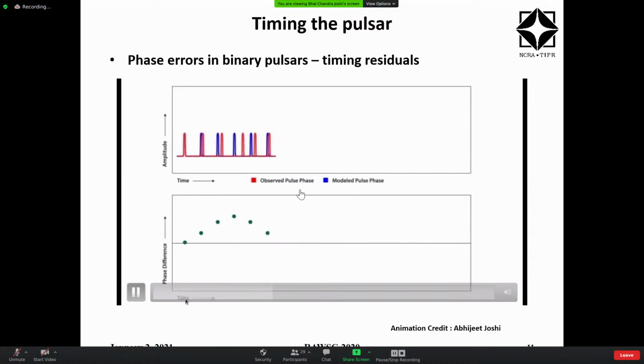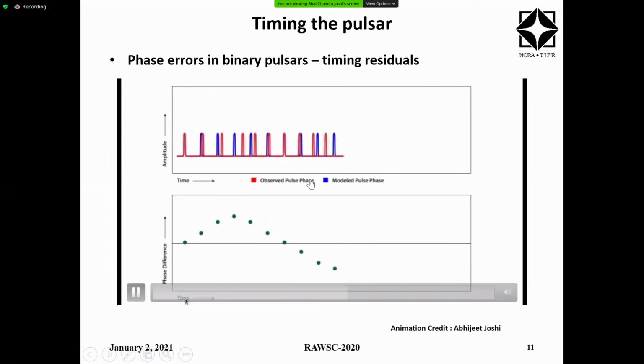In this case, we have not assumed any binary system. We have only assumed a simple rotation. So you see that your modeled pulse, which is denoted by blue in color, is not matching with your observed pulse, which is red in color. And there appears to be a difference in time of arrival between the red and blue, which is what is plotted as a function of time in the lower plot. This is the phase difference, or the phase residual, or the timing residual.